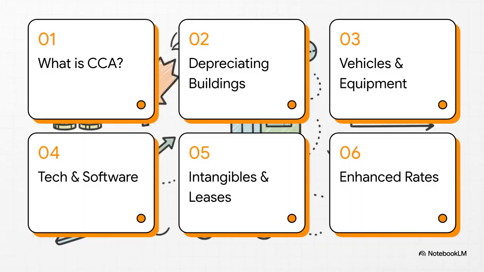So here's a quick look at our roadmap. We'll kick things off with the big question, what exactly is CCA? Then we'll walk through how it applies to all sorts of different asset categories. We're talking everything from buildings and vehicles to software and intangible assets. And to finish, we'll look at some powerful enhanced rates that are really changing the game for businesses right now.